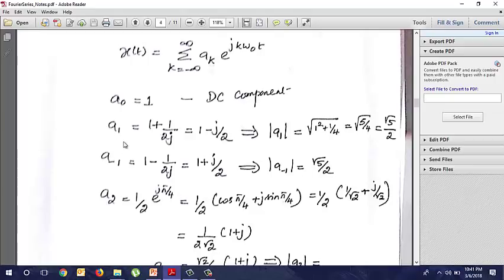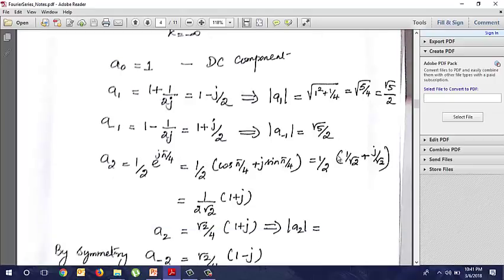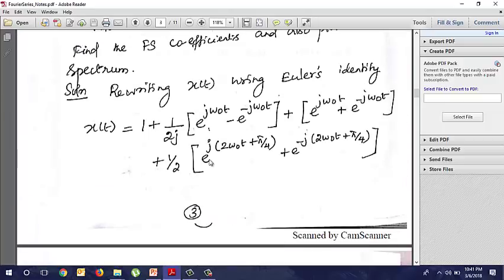So a1 and a minus 1, the mod value will be the same, but the angle, the phase, will be different. Now identify a2. A2 you are having half into e power j pi by 4. How? Here you have e power j 2 omega naught t, so here k is equal to 2 and you have e power j pi by 4, which is extra, so it will come here. So half into e power j pi by 4 is the coefficient of the term e power j 2 omega naught t.